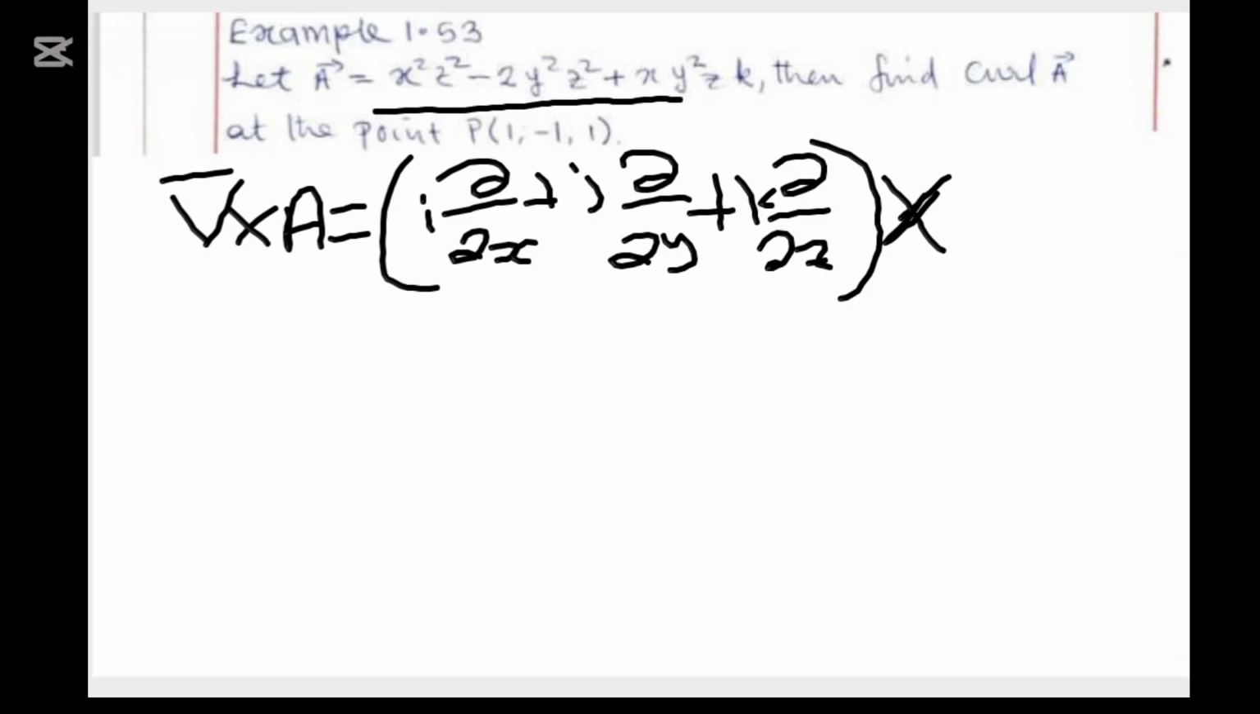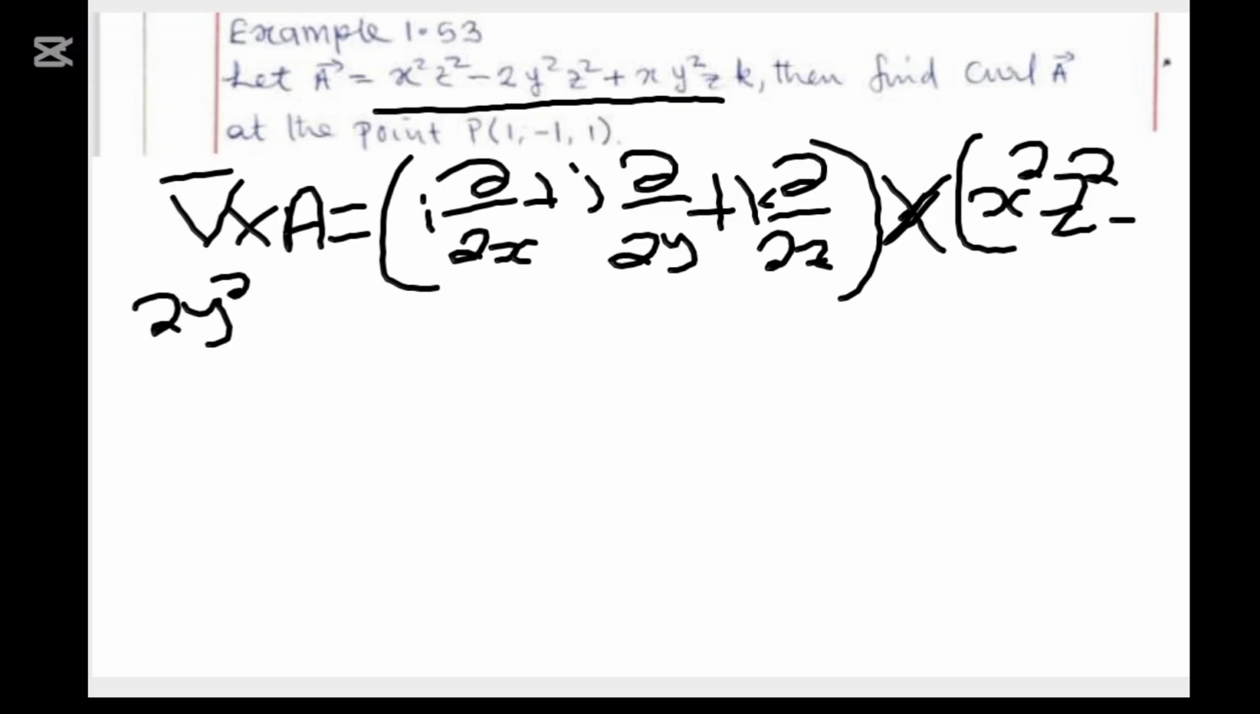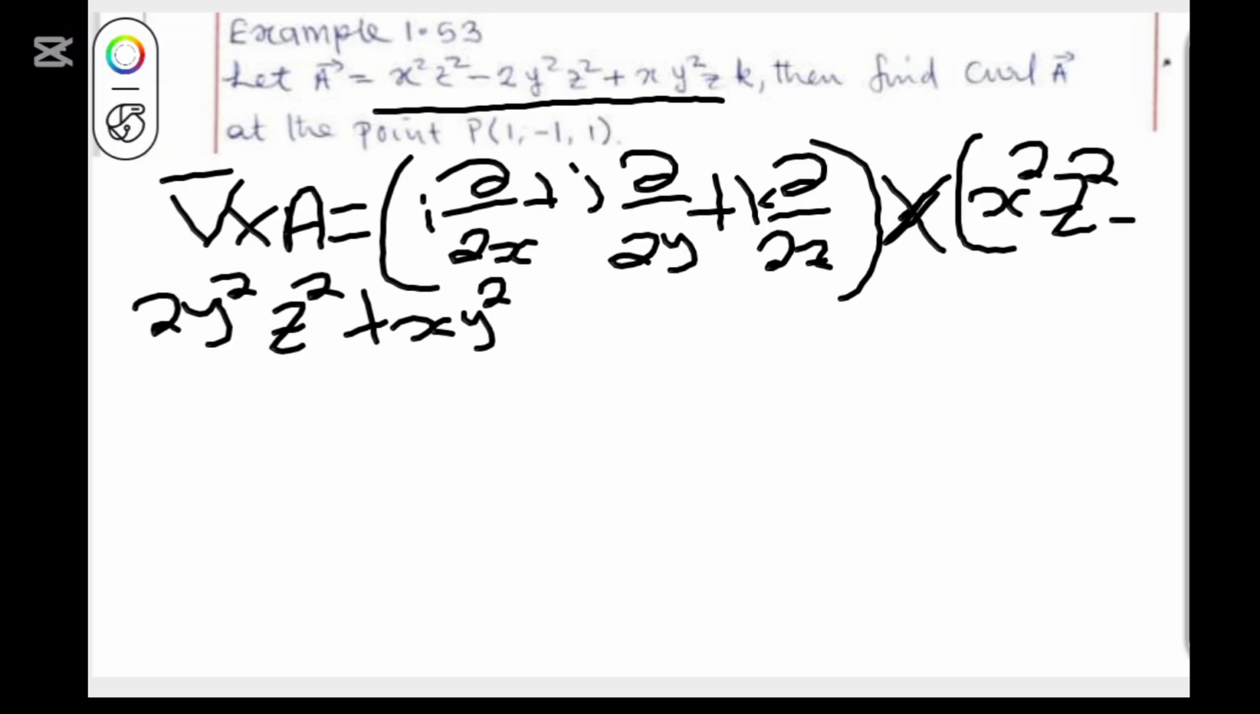the vector A, which is x squared z squared minus 2y squared z squared plus x y squared z and k. So you have to take note of that.